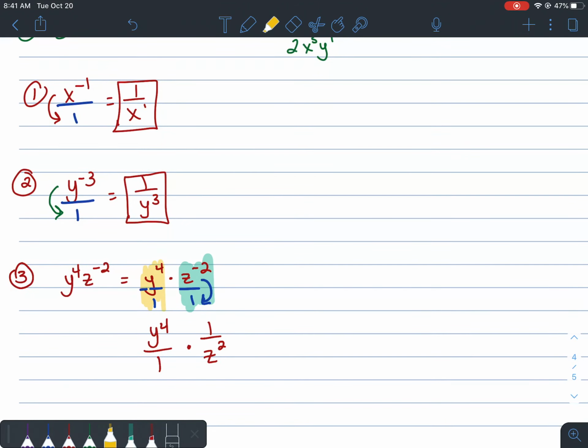Now we can use our rule for multiplying fractions, multiply the numerators. We're left with y to the 4th times 1, which is just y to the 4th. And then in the denominator, 1 times z squared, which is just z squared.